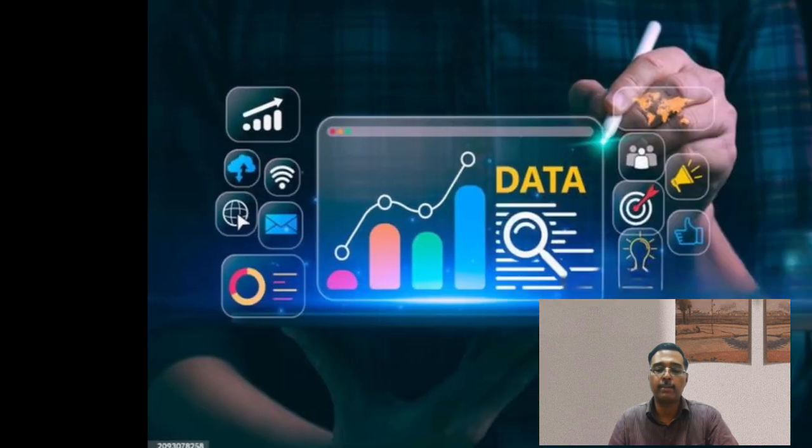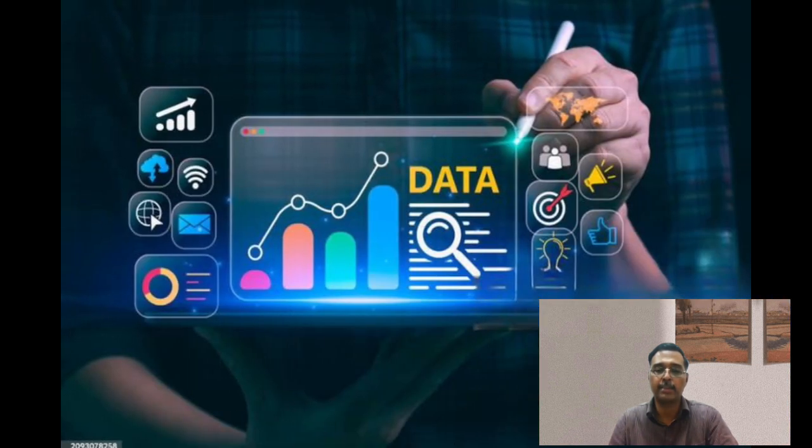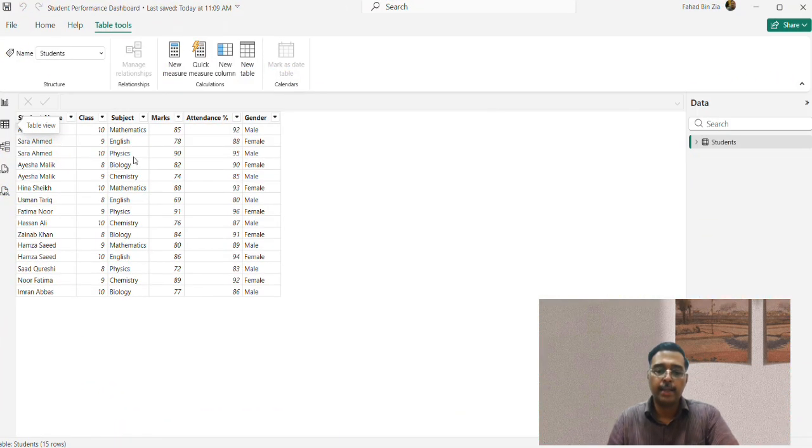Before we dive into the visuals, let's look at the foundation, which is our dataset. Our analysis is based on the student performance log containing 15 records. It tracks individual students across class 8, 9, and 10 respectively. We are tracking four main categories, which are student name, class, subjects, and gender. Success is measured through two primary variables, which are marks and attendance percentage.